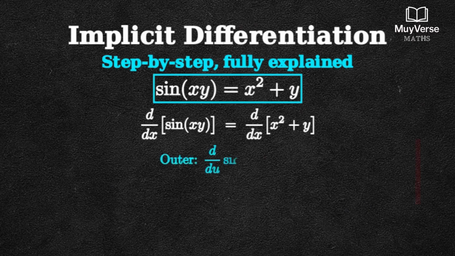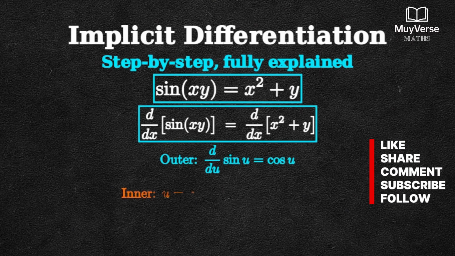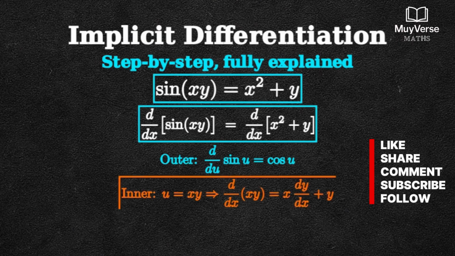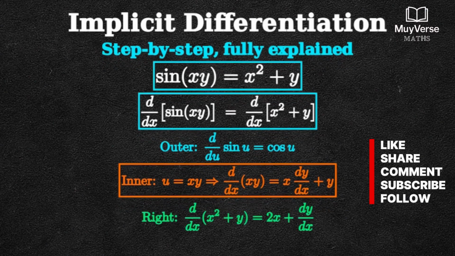For the left side, we use the chain rule. The outer derivative of sine is cosine, and the inner derivative of x y uses the product rule. That's x times dy dx plus y. The right side is straightforward. The derivative of x squared is 2x, and the derivative of y is dy dx.